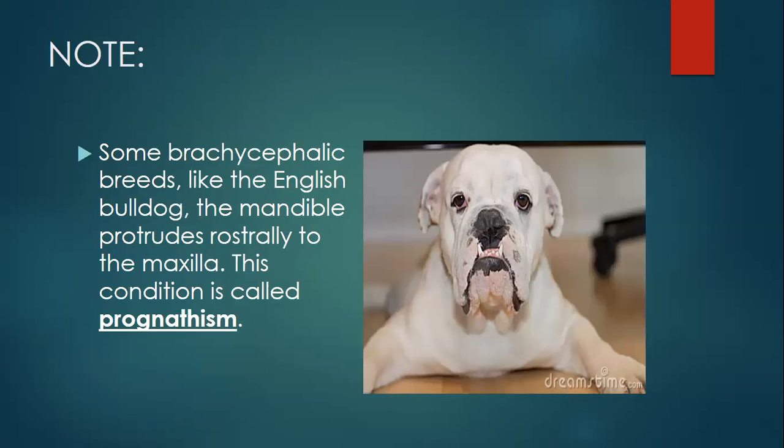Take note that some brachycephalic breeds, like the English Bulldog, have their mandibles protrude rostrally to the maxilla, and this condition is called prognathism. If you can see this one here, it's a typical prognathism.